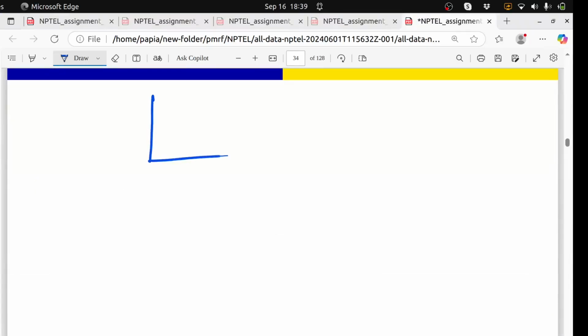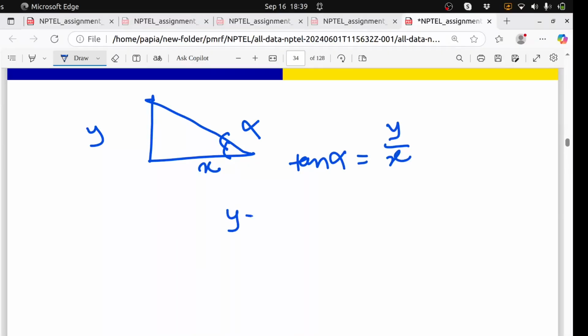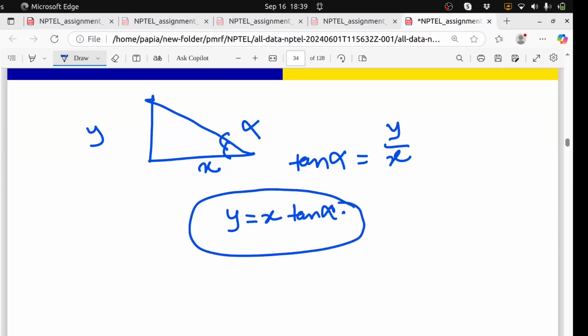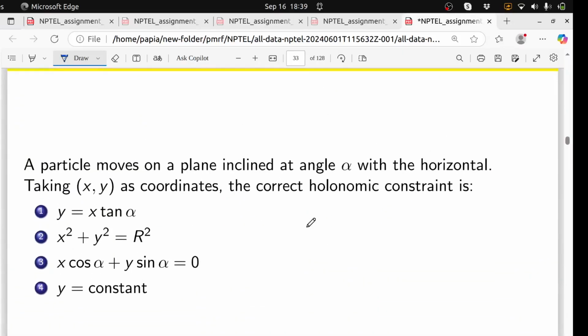So this is like this one. This is alpha. Now they are telling that it is y and it is x. Now we can say from tan alpha simply y divided by x. So I can say that y equals to x tan alpha. So this is nothing but the equation of the constraint. So you can see the option here, y equals to x tan alpha. This is the correct one.